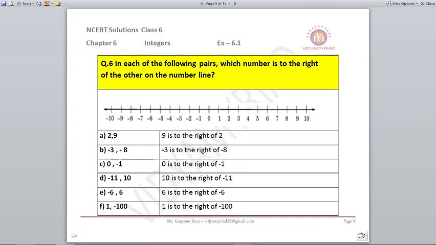Minus 6, 6. So one is negative, one is positive. Definitely the positive number is always on the right. So 6 is to the right of minus 6. 1 and minus 100. So one is negative, one is positive. Simply I can write it that way also, that 1 will be on the right of minus 100.